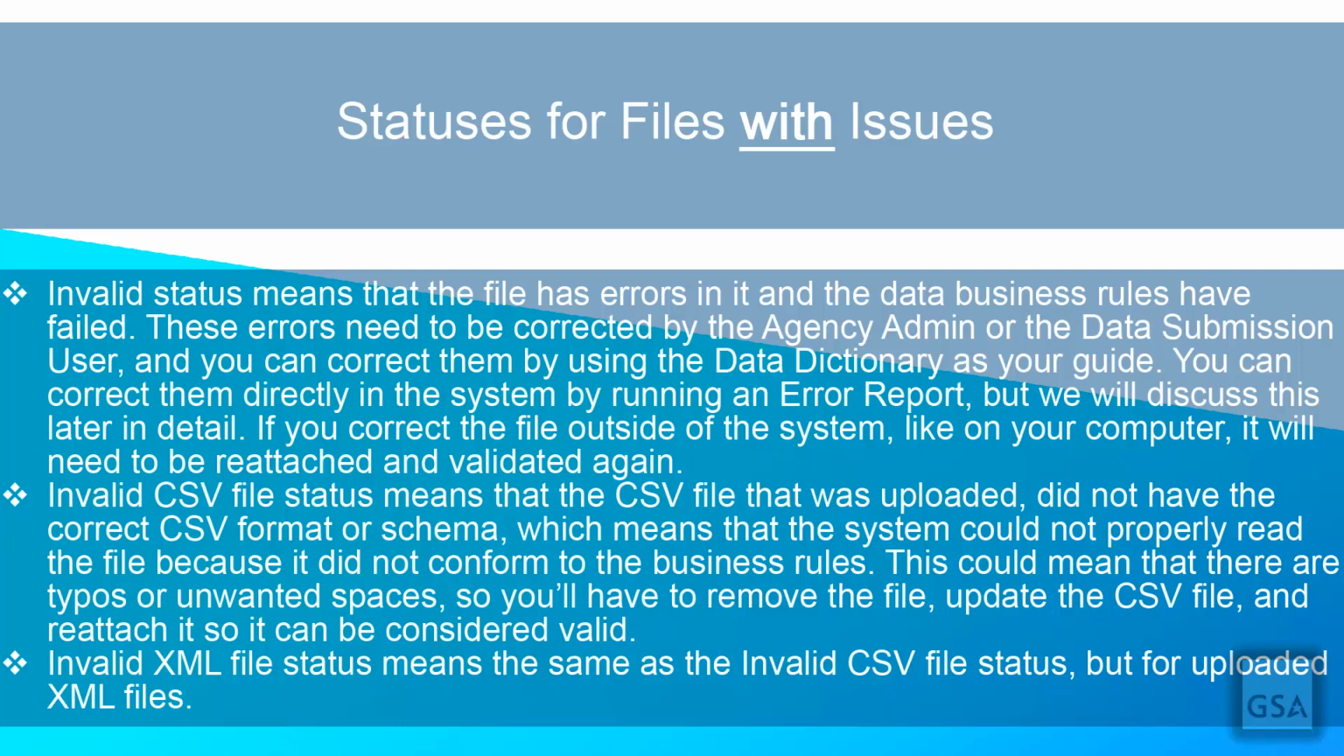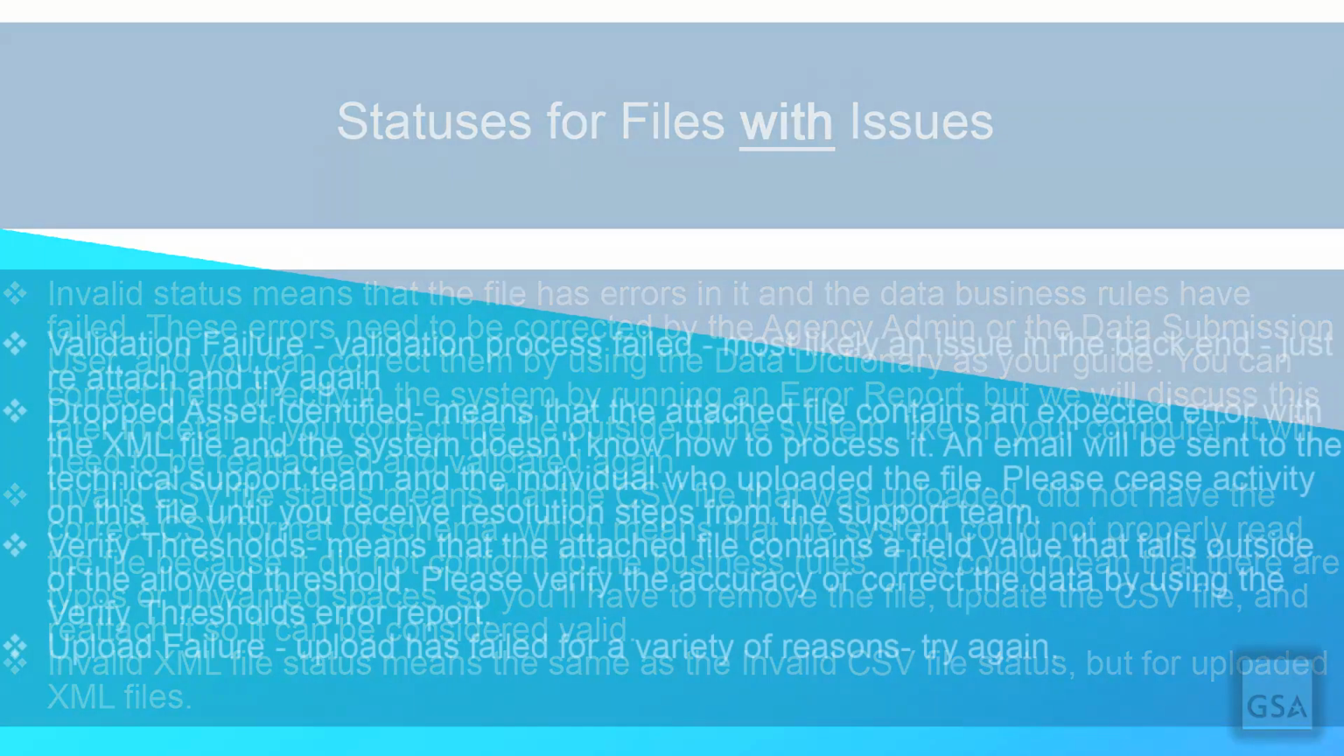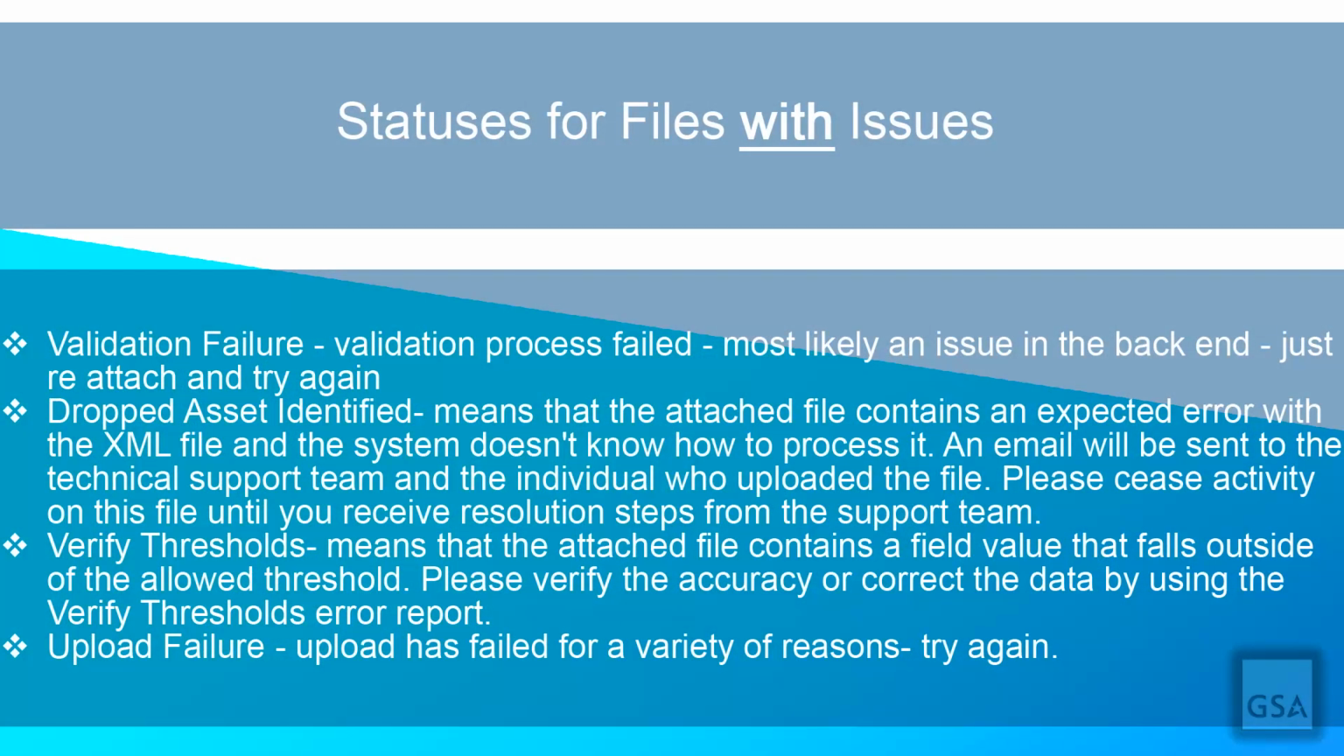The Invalid CSV File status means that the CSV file that was uploaded did not have the correct CSV format or schema, so the system could not properly read the file. This could be due to typos or unwanted spaces, so you'll have to remove the CSV file, update it, and reattach it so it can be validated. Invalid XML File status means the same as Invalid CSV File status, but for an uploaded XML file. The Validation Failure status means the validation process has failed, most likely due to an issue in the FRPP system. Just reattach your file and try again.